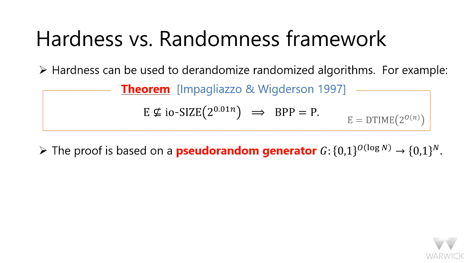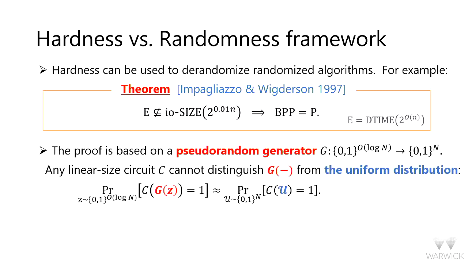Well, the proof is based on the notion of a pseudorandom generator. Namely, a pseudorandom generator secure against linear size circuits satisfies the following property. Any linear size circuit cannot distinguish the pseudorandom distribution from the uniform distribution. More formally, the probability that C outputs 1 on the pseudorandom sequence is approximately equal to the probability that C outputs 1 on the uniform distribution. This is the idea of a pseudorandom generator.